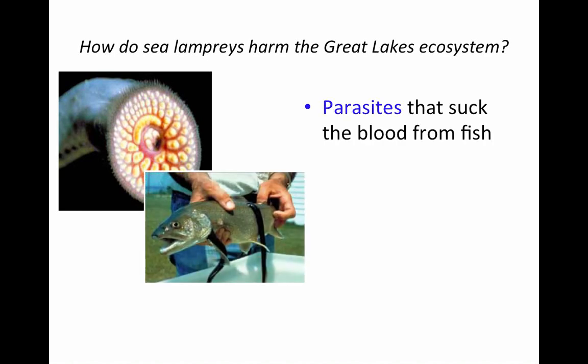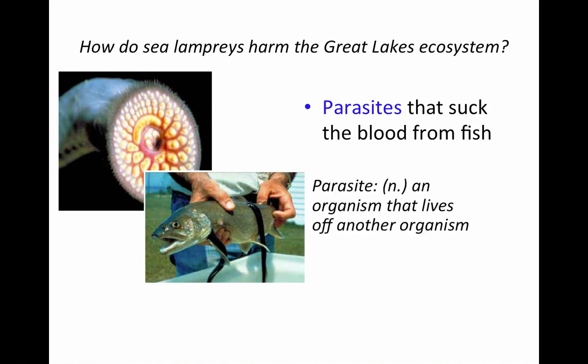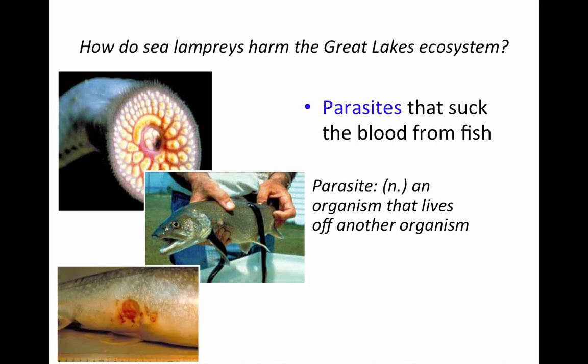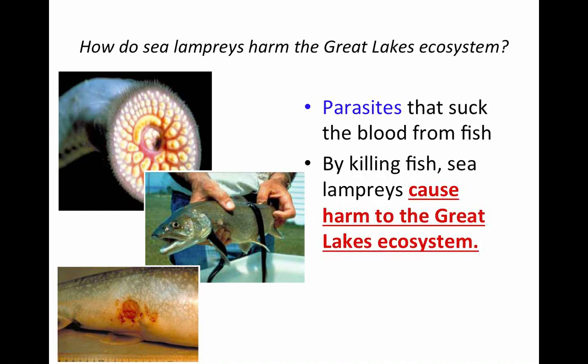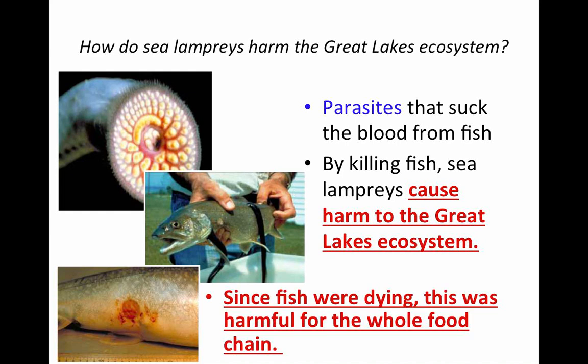In this picture, you can see how the sea lamprey is attached to this poor lake trout. Being a parasite means that the sea lamprey is an organism that lives off another organism. So in this case, the sea lamprey lives off the fish in the Great Lakes, specifically the lake trout. In this picture, you can see the place where the sea lamprey was sucking out the fish's blood like a vampire. Pretty gross, huh? By killing fish, sea lampreys cause harm to the Great Lakes ecosystem. Since fish were dying, this was certainly harmful for the whole food chain.